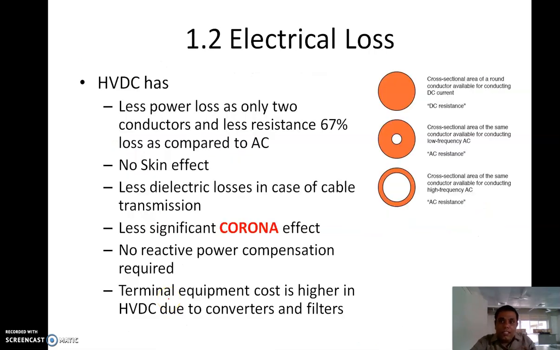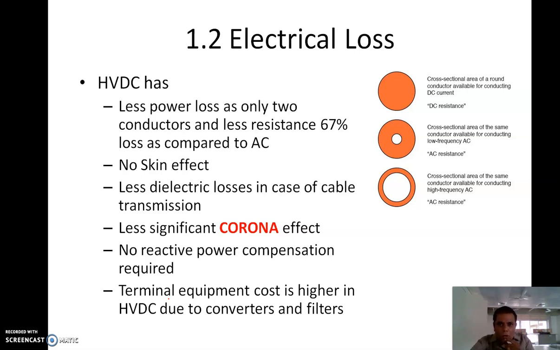Now let's see the second part. The first part was related to the capital cost, because when you say that you require one conductor less, that means fewer towers, fewer conductors, fewer insulators, everything will be reduced in that proportion, and hence the cost can be less.